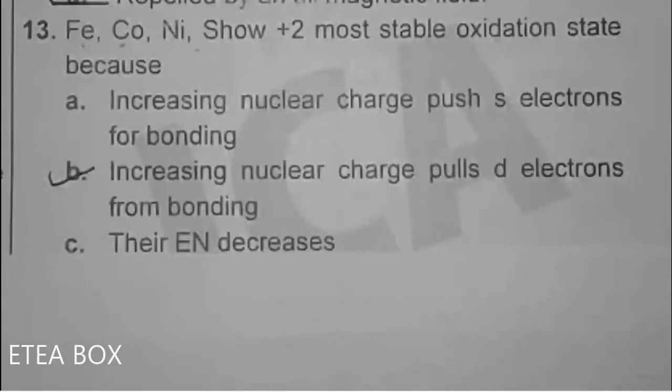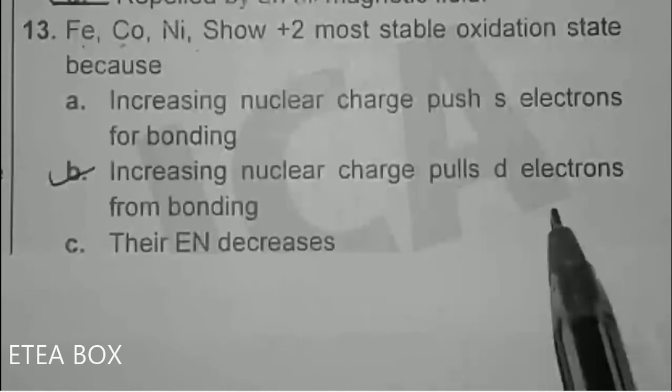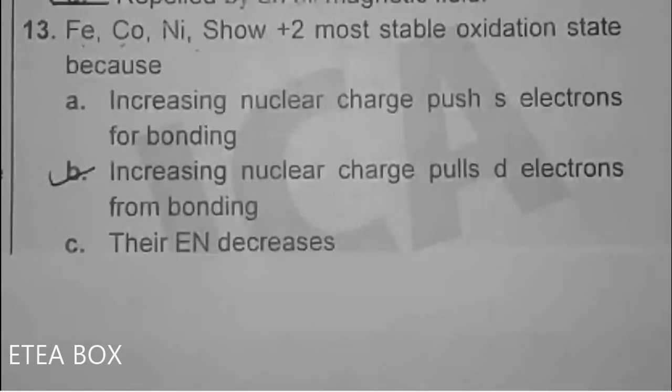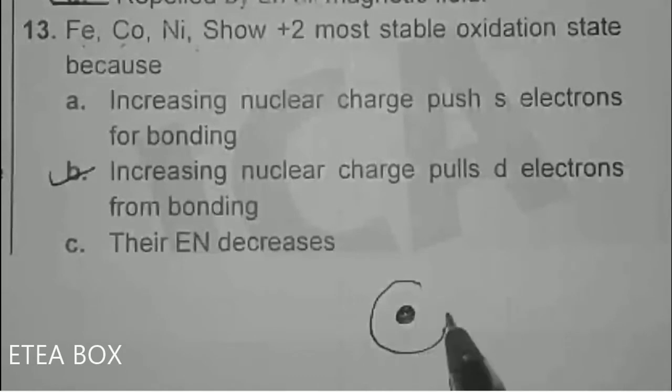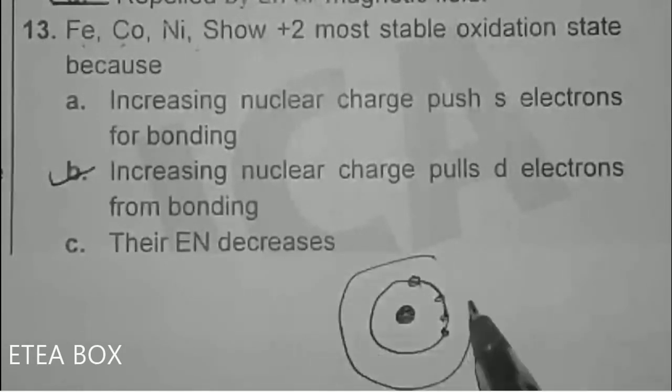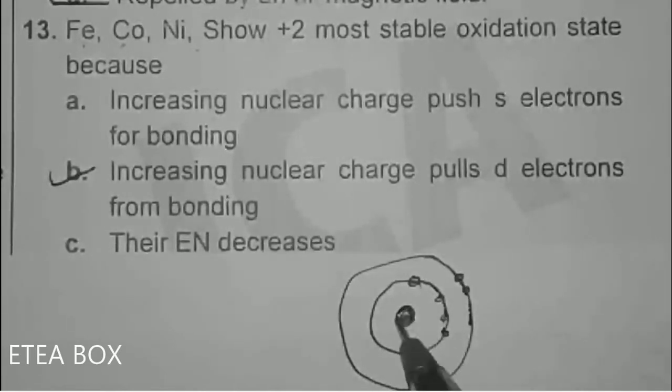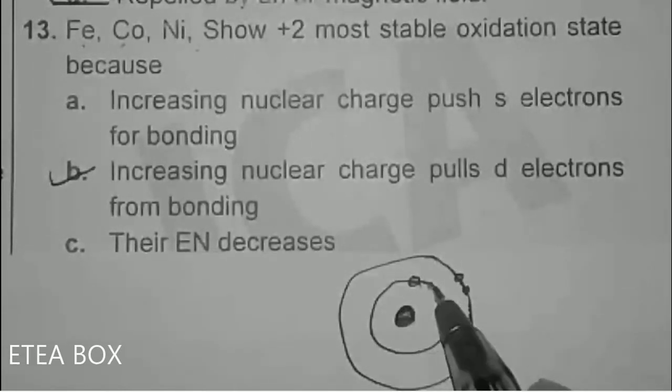Iron, cobalt, nickel show +2 as the most stable oxidation state because the increasing nuclear charge pulls the d electrons from bonding. Now we know that across a period the nuclear charge increases. Let's suppose this is a nucleus and this is the d orbital, and electrons are present, and this one is 4s, and here are the 2 electrons. Now when we go across the period, the nuclear charge increases and the electrons also increase in the 3d orbital.